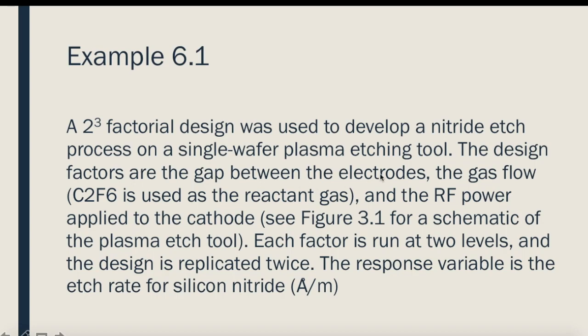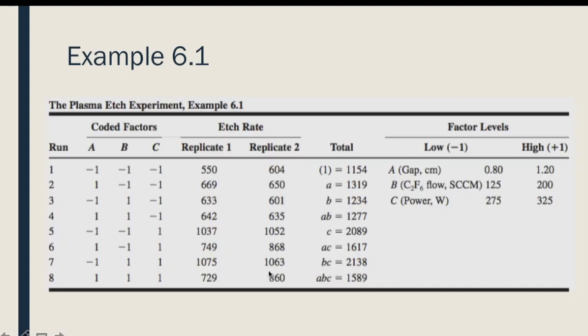The design factors are the gap between the electrodes, which is going to be factor A, the gas flow, factor B, and the RF power applied to the cathode, which is going to be our factor C. Each factor is run at 2 levels and the design is replicated twice. The response variable is the etch rate for the silicon nitride.